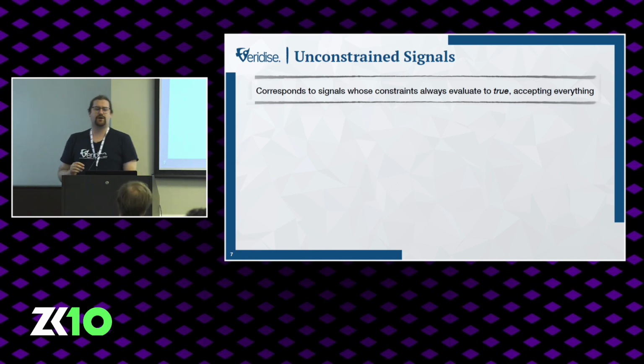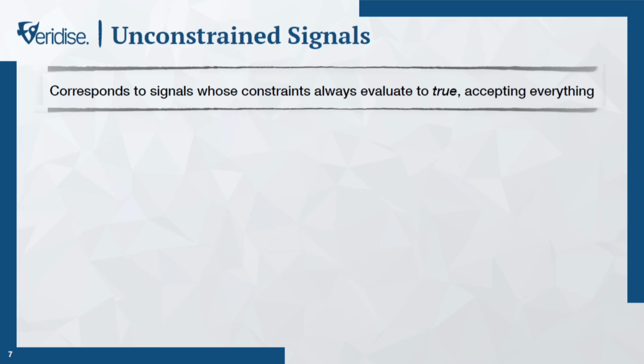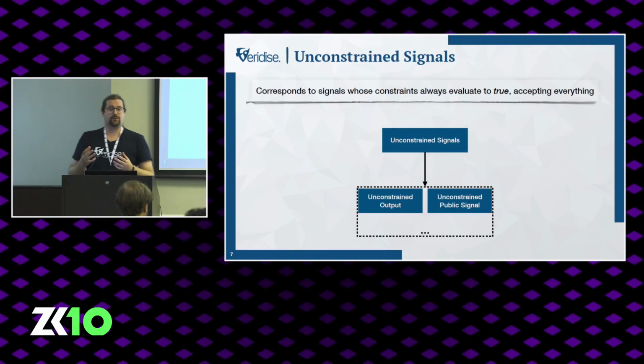So first, let's talk about unconstrained signals. An unconstrained signal corresponds to one whose constraint is always true. What that means is it doesn't have any constraints on it. That signal is always going to be satisfied no matter what value it's assigned. Because it's accepting everything, this can obviously lead to programming errors if you intend for it to only accept a particular value.